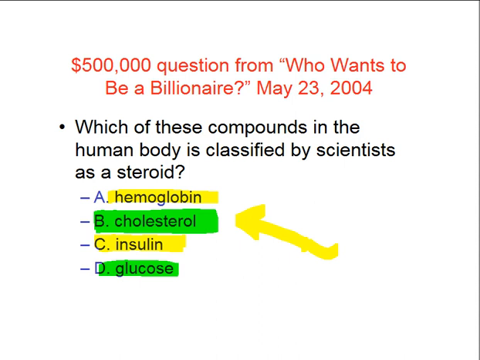So there's importance to knowing these organic molecules on many levels. I hope I persuaded you of that.